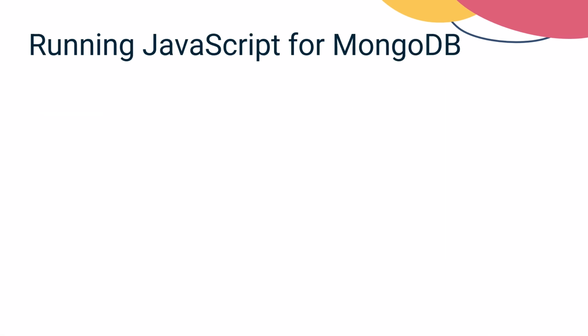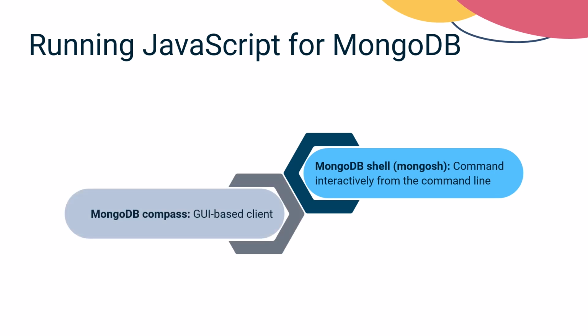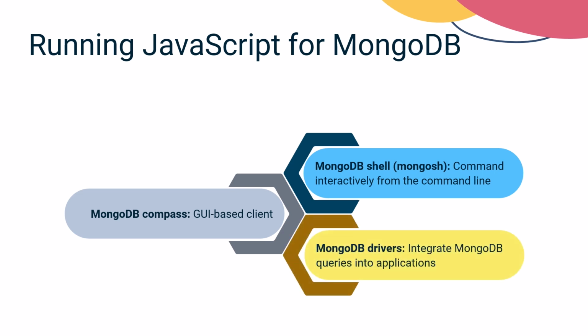JavaScript commands for MongoDB can be run in three ways. MongoDB shell, Mongosh, runs commands interactively from the command line. MongoDB Compass is a GUI-based client where you can write and run queries. And MongoDB drivers integrate MongoDB queries into applications using Java, Python, and Node.js. Using JavaScript in Mongosh is a powerful and intuitive way to interact with MongoDB. Whether you're querying data, inserting records, updating fields, or automating database tasks, JavaScript in the MongoDB shell provides an easy-to-use interface for managing NoSQL data.